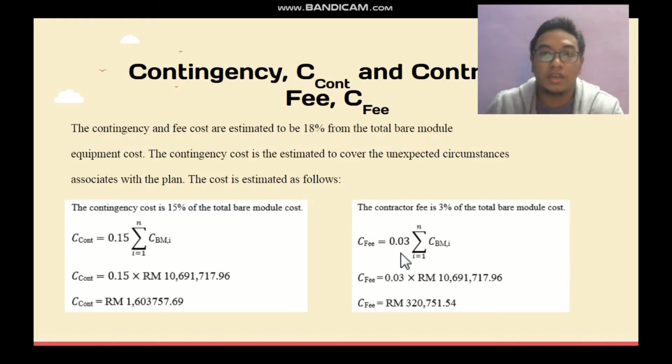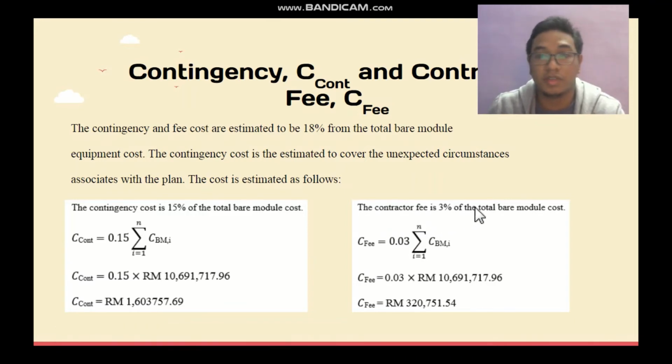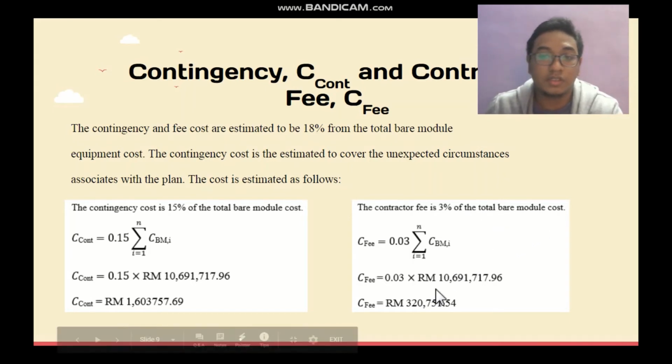For contingency and contractor fee, the contingency and fee costs are estimated to be 80% from the total bare module equipment cost. The contingency cost is estimated to cover the unexpected circumstance associated with the plan. The cost is estimated as follows. The contingency cost is 50% of the total bare module cost, around 1.6 million ringgit Malaysia, and the contractor fee is 3% of the total bare module cost, around 300,000 ringgit Malaysia.